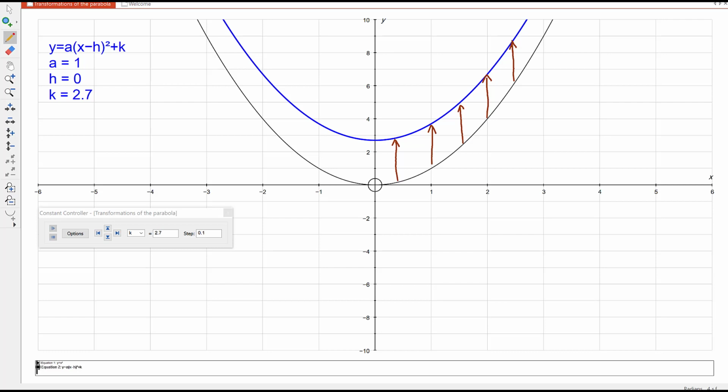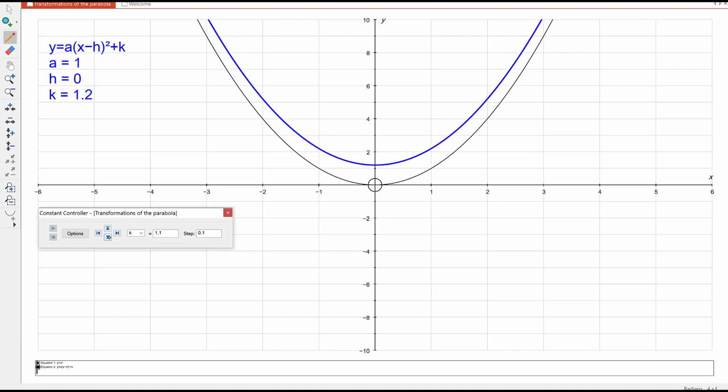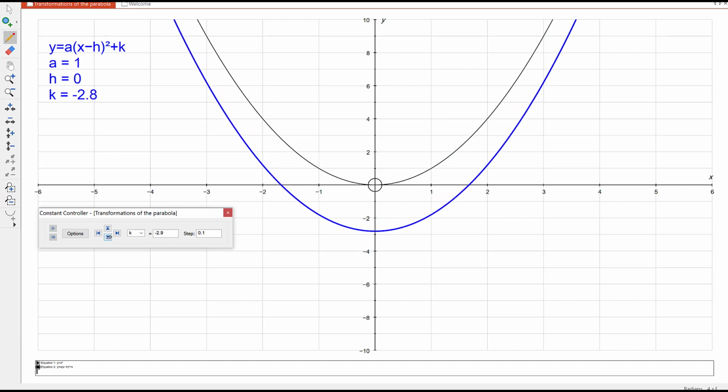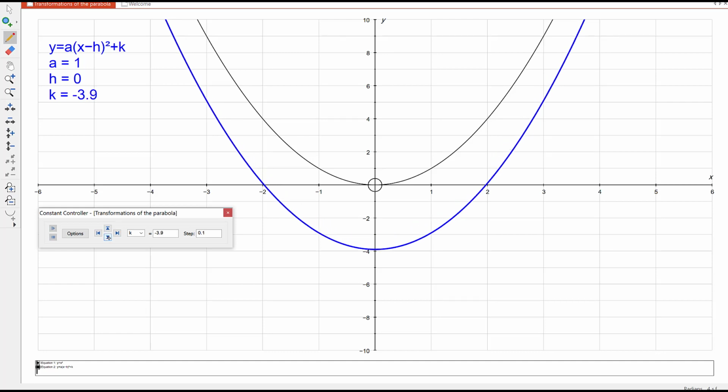All right, so as we add to K, it goes up. So as K gets bigger, the graph translates up. So if it was plus 10, it would translate up by 10. If K is negative, so if it's minus 3 there, the graph has translated down by 3. So we just directly translate the graph down by 3. So we're not multiplying the y values by anything. What's happening is we're subtracting from the y values. We've subtracted 4 from every y value, and we've ended up translating the graph down by 4.